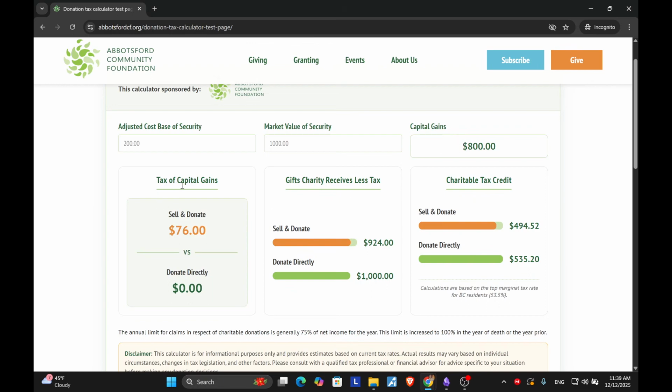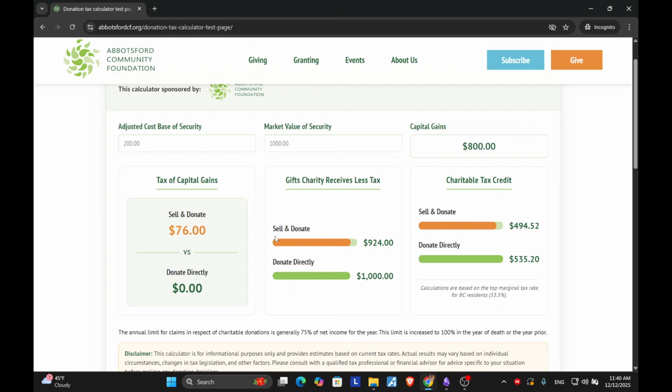As for the tax of capital gains, assuming that I am going to sell those securities and then donate to the organization, I'll need to pay taxes which are $76. How are those calculated? It's by timing the capital gains by 50%, which is the inclusion rate, times the marginal tax rate, which is 90%. Both of those percentages are editable in the backend, which presents me with the 76.